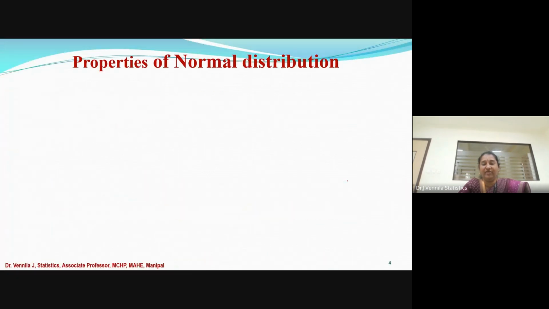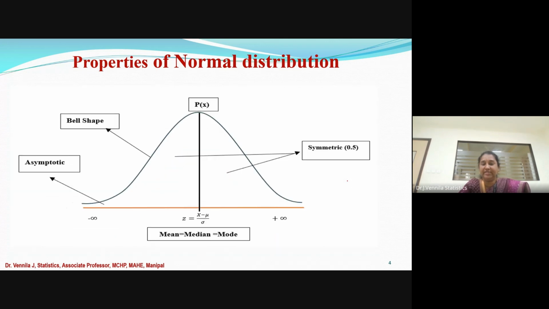Okay. After finding that, we want to study the properties of normal distribution. This is the most important one. You just look at this graph. These are the things we have to say, the properties. First, look at the shape. What is the shape of the distribution? The shape of the distribution is called a bell shape. Okay, see that it's a bell shape.